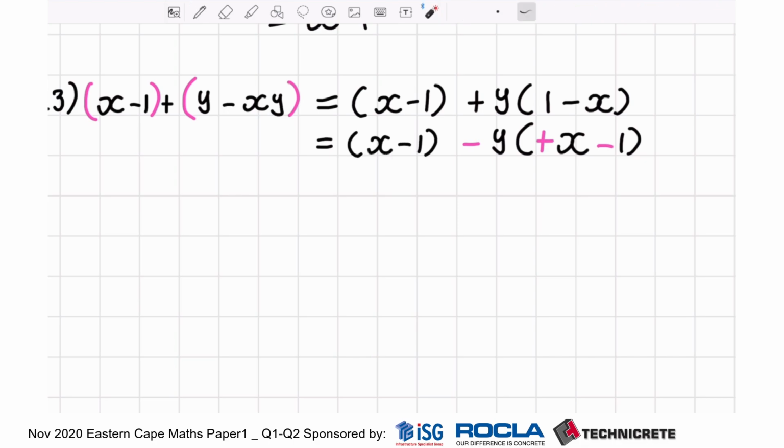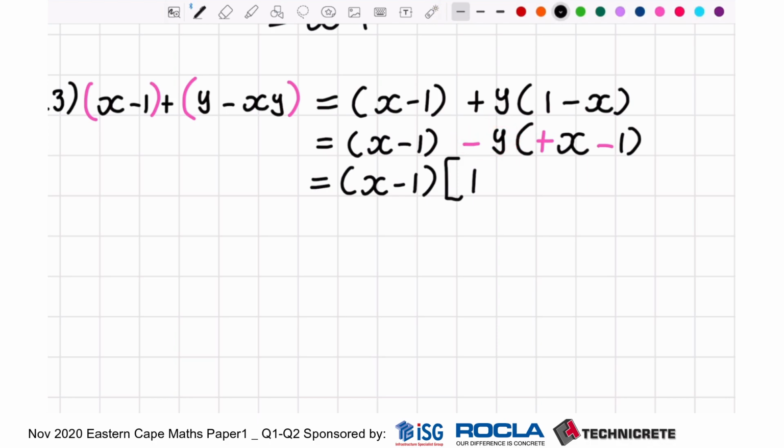So now I can see that these two brackets are exactly the same, and they are separated by a minus sign. So I've got two terms, this bracket and this y times this bracket, and I can take out the common factor, which is x minus 1. So if I take x minus 1 out of the whole expression, the first term that I'm going to be left with is 1 here, and then I am left with a negative 1 as the second term.